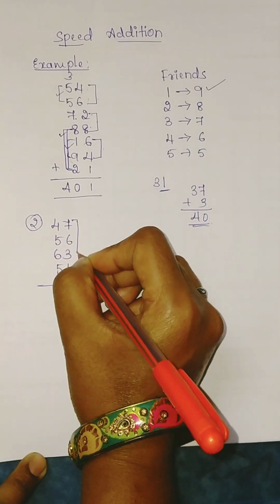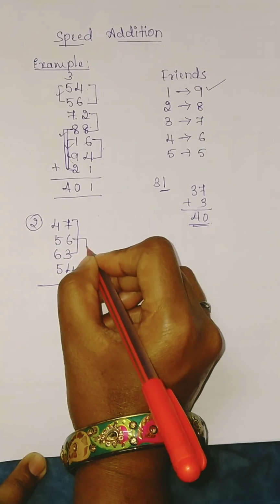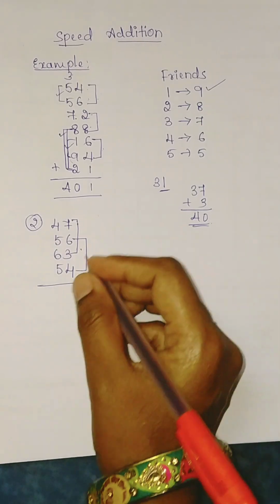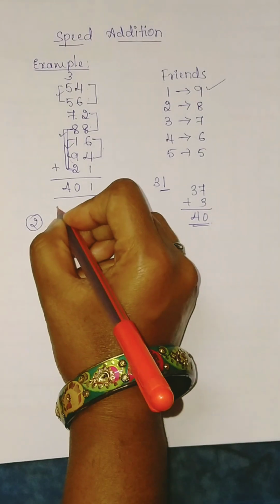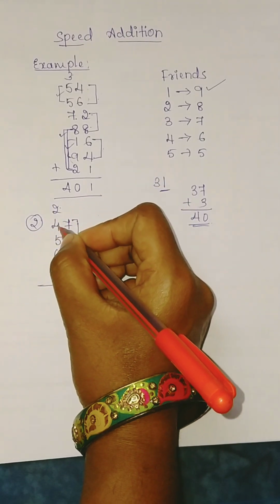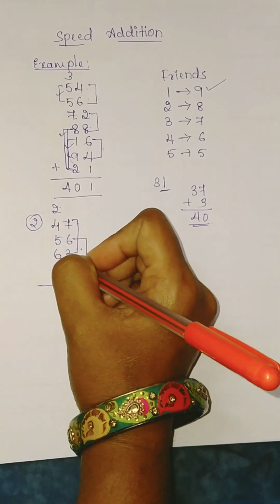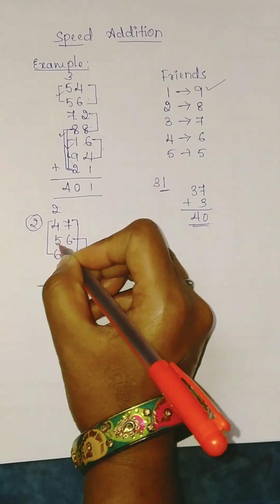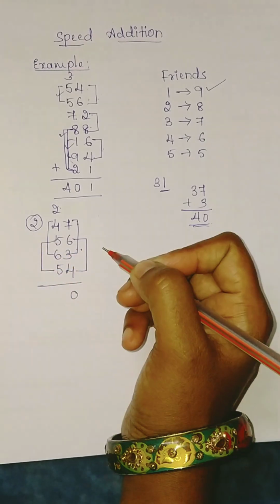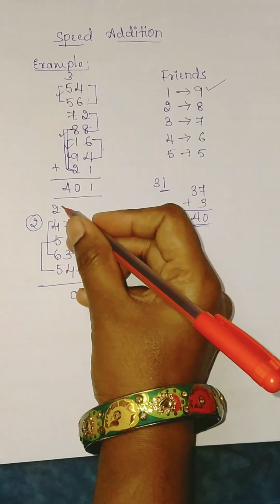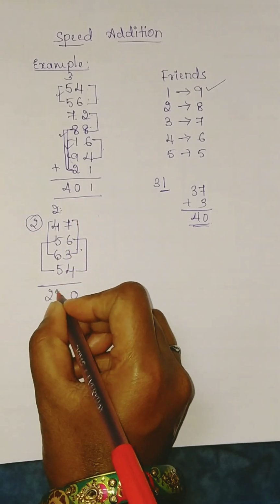So 7's friend is 3, 6's friend is 4. There are 2 pairs of 10. So 20, 2 carry. So 2 plus 4. Okay, if you know, you can do like this, or you can go directly with the pairs of friends. So 4's friend is 6, 5's friend is 5. So here also 10 plus 10 is 20. 20 plus 2 is 22.